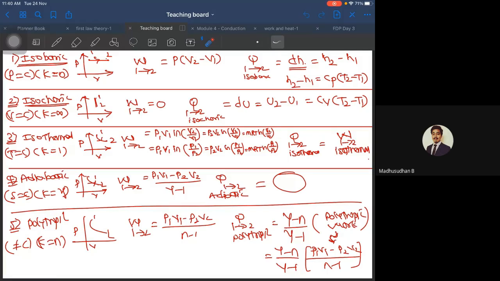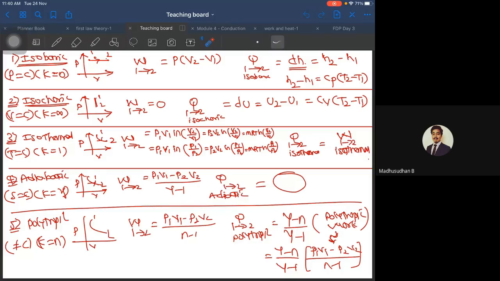The process where the heat flow is zero is the adiabatic process, and the process where the work flow is zero is known as the isochoric process. Last but not the least, very important, is the polytropic process. In a polytropic process nothing remains constant, everything keeps changing. That's why our value of K would be equal to n. And it is again represented as a curve in our PV diagram.